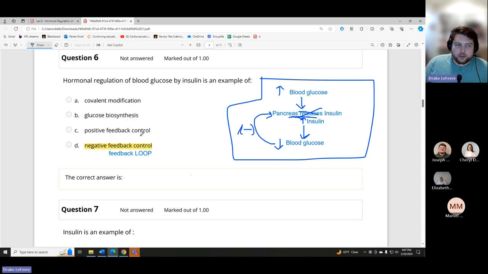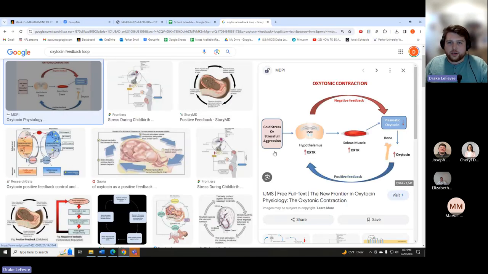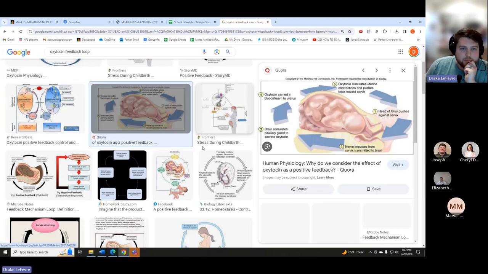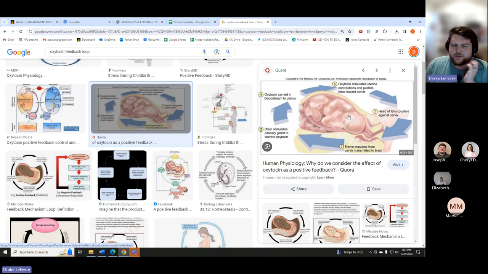A positive feedback loop or positive feedback control. Let me actually show you guys. My brain, just oxytocin. There it is. Oxytocin feedback loop. This is a different one. So this is the actual oxytocin loop right here. This one's a little bit confusing. Let's look at more like this one.